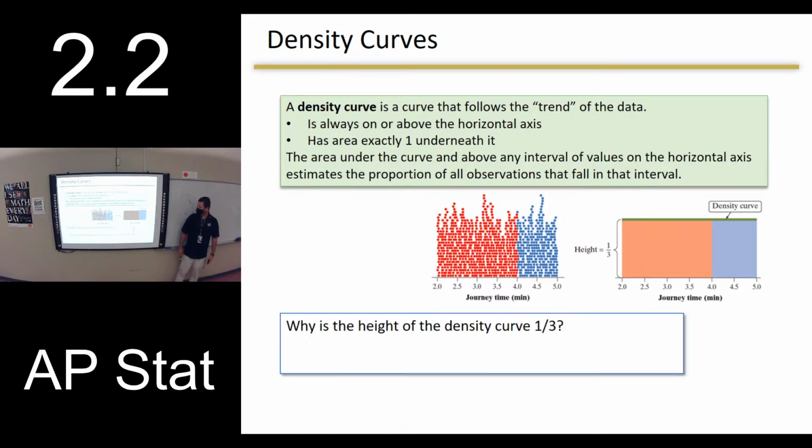My question to you is, why is the height of that density curve 1/3? Because on the test, I'm going to give you one, and I'm going to ask you, what is the height of the density curve? And it happens to be uniform. What's the area underneath that curve? 1. So what's the length of that? This is 2 and this is 5. 3. So if the area is 1, then that height has to be 1/3, because the area underneath a rectangle is length times width.